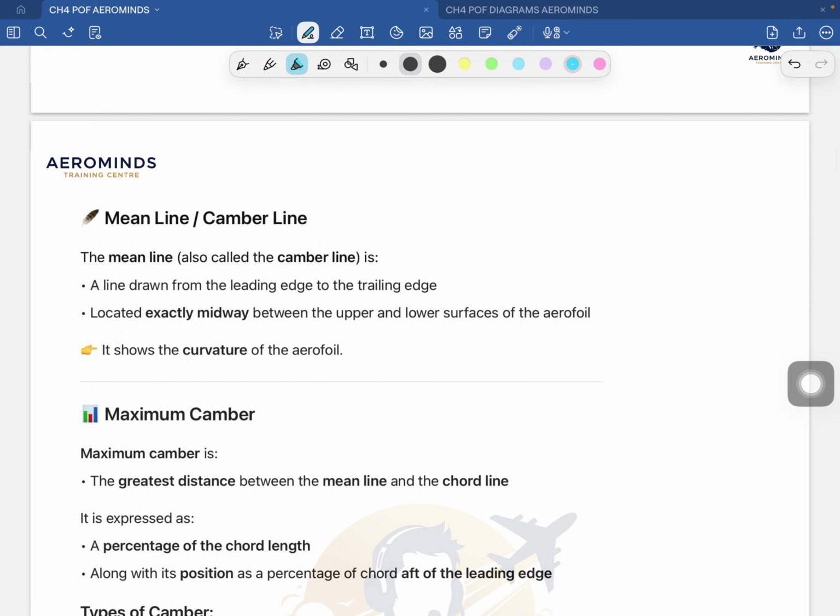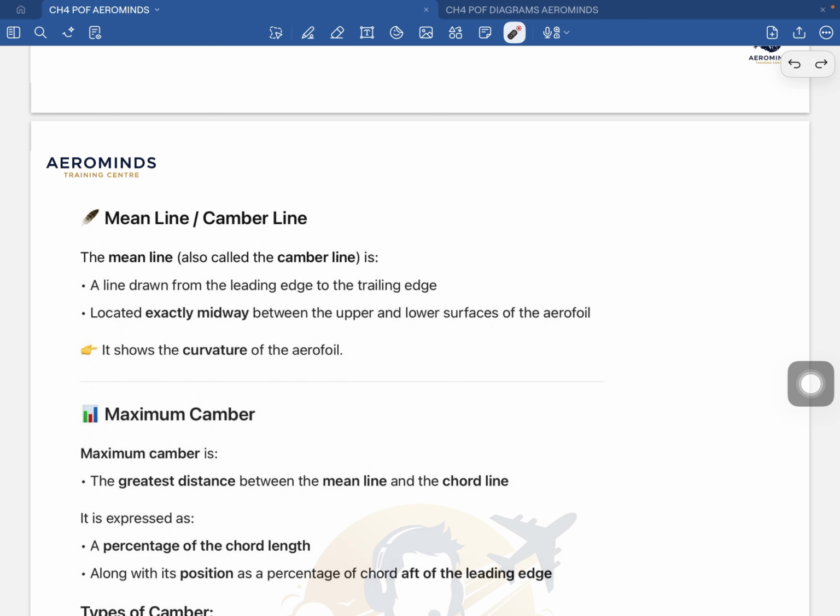Okay, now the mean line is a line which is drawn from the leading edge to the trailing edge only, just like the chord line, but its position is different. This line is located exactly midway between the upper surface and the lower surface of the aerofoil.